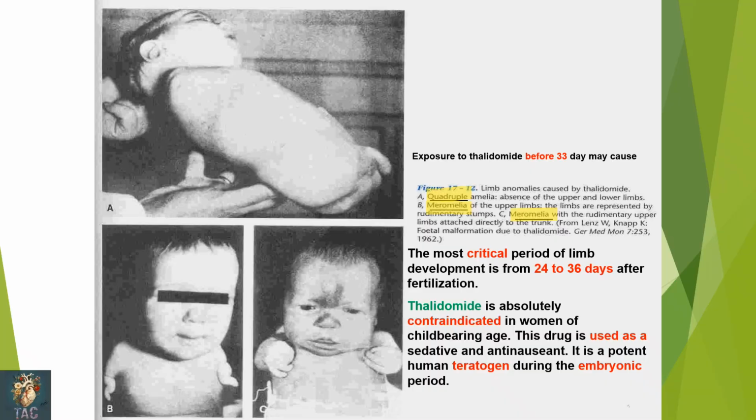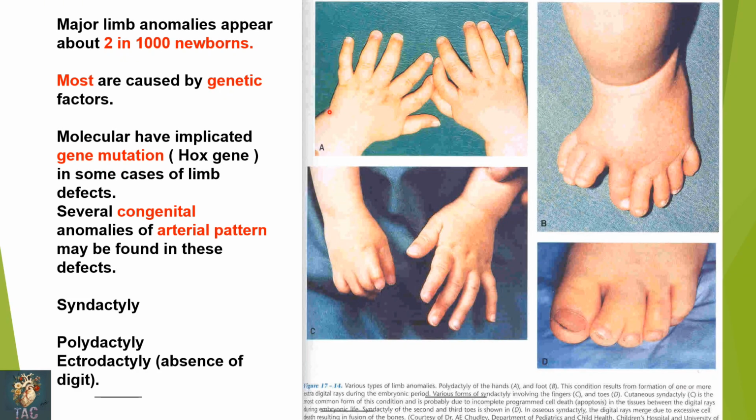Then next, the different anomalies which will be present. Major anomalies appear in about 2 in 1000 newborns. Most have genetic factors. Molecular factors have been implicated as well. Several congenital anomalies of the arterial system may be present. So here in this case you can see syndactyly, in which the fusion of the digits is present, polydactyly, in which an extra number of digits is present, or ectrodactyly, in which absence of the digits occurs. So these are the different anomalies related to digits.